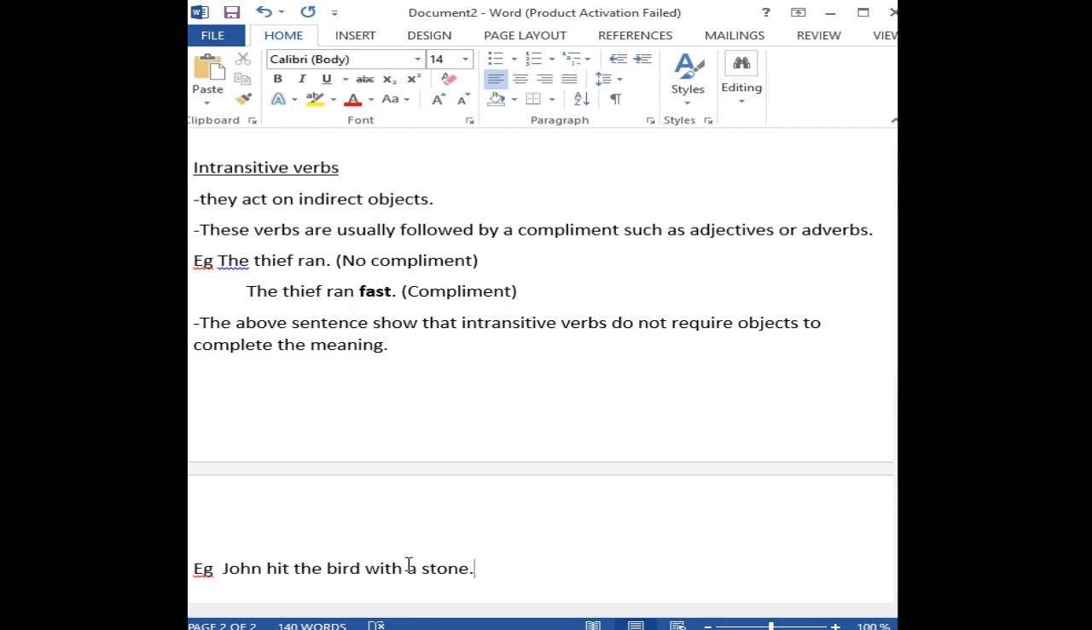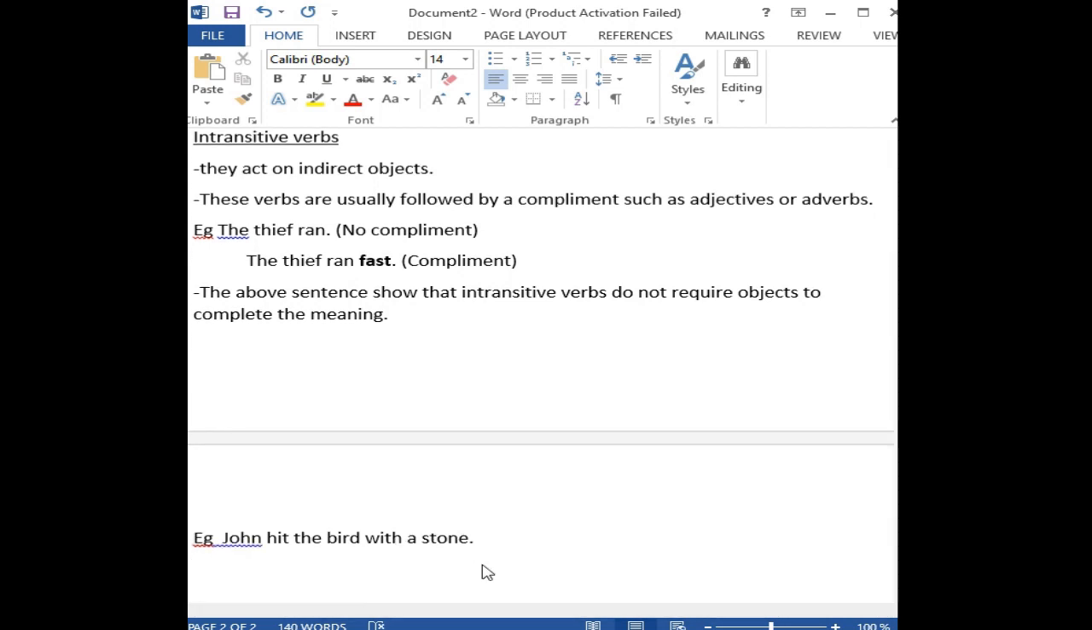But if we say that John hit the ball, here John hit the ball directly. He was the only one. There's nothing between him and the target.